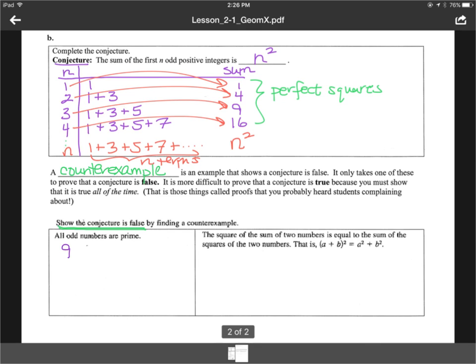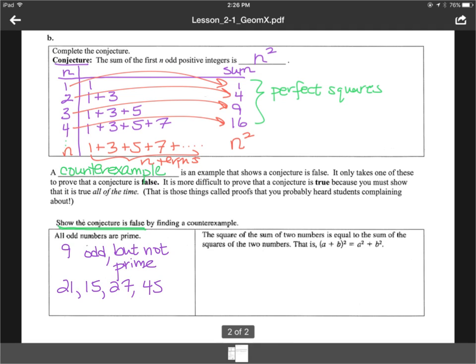Well, for example, 9. 9 is odd, but it's not prime, because it's divisible not just by 1 and 9, it's also divisible by 3. Other examples: 21, 15, 27, 45.